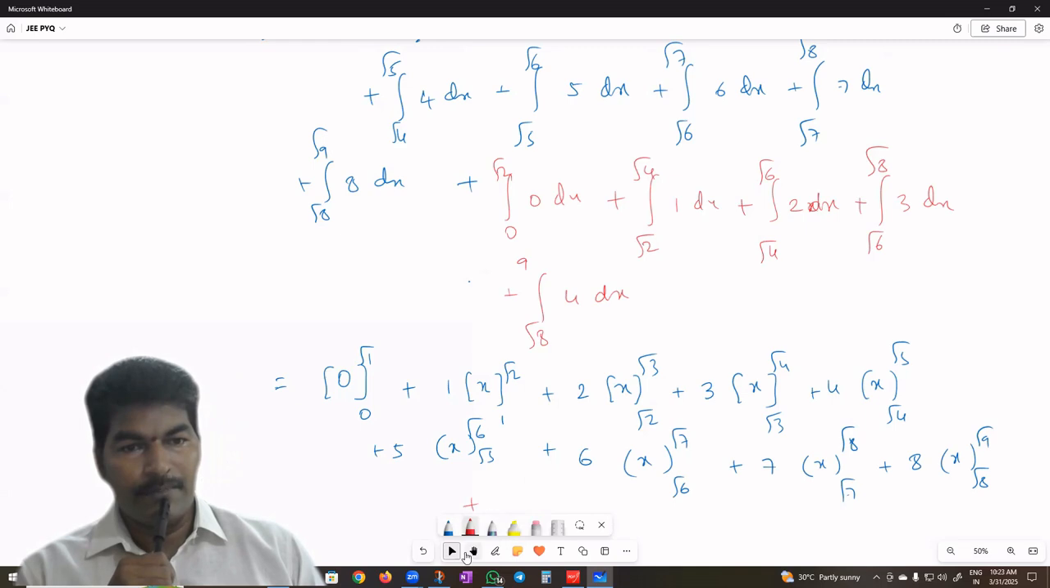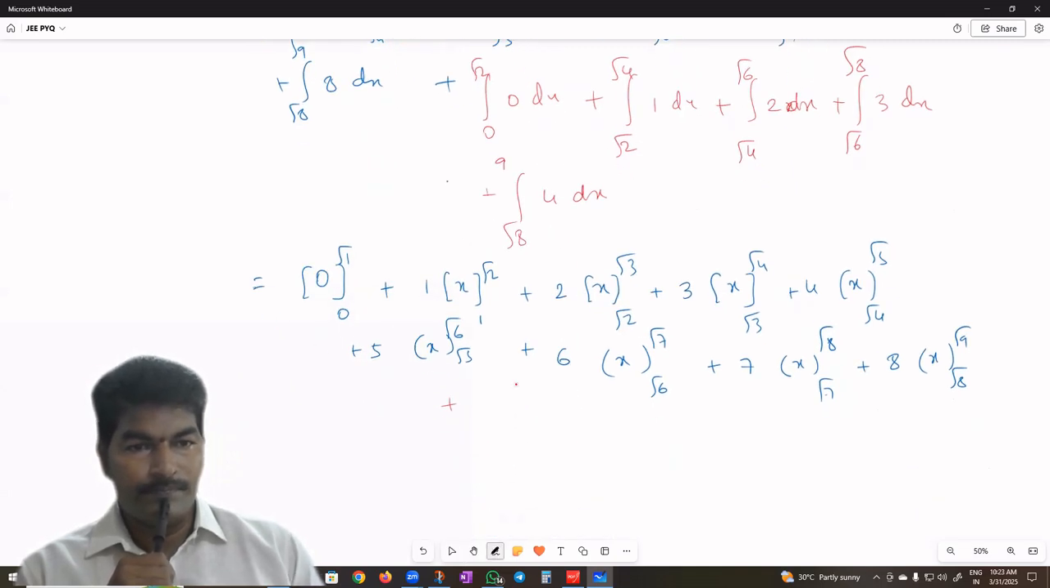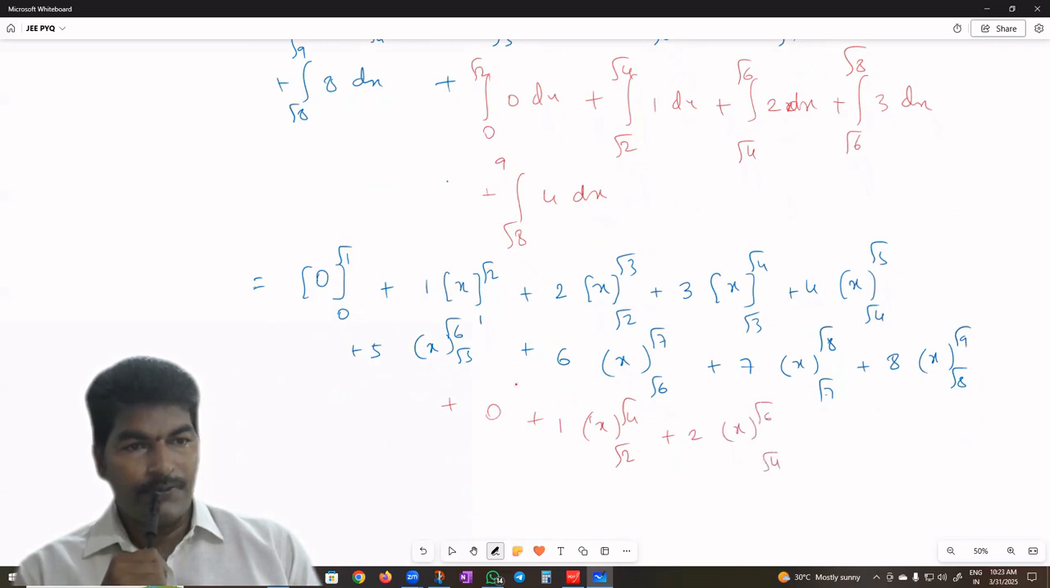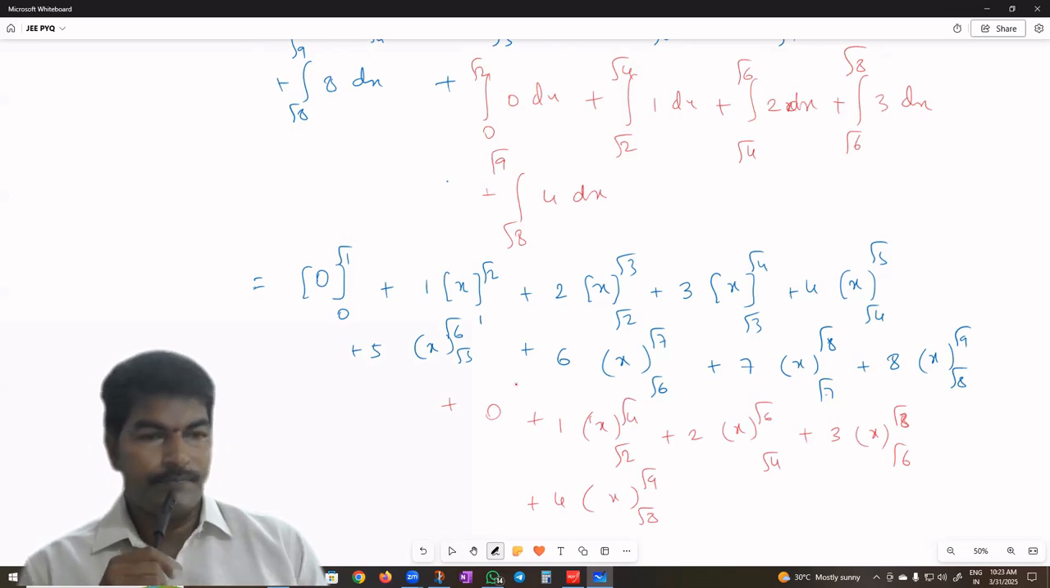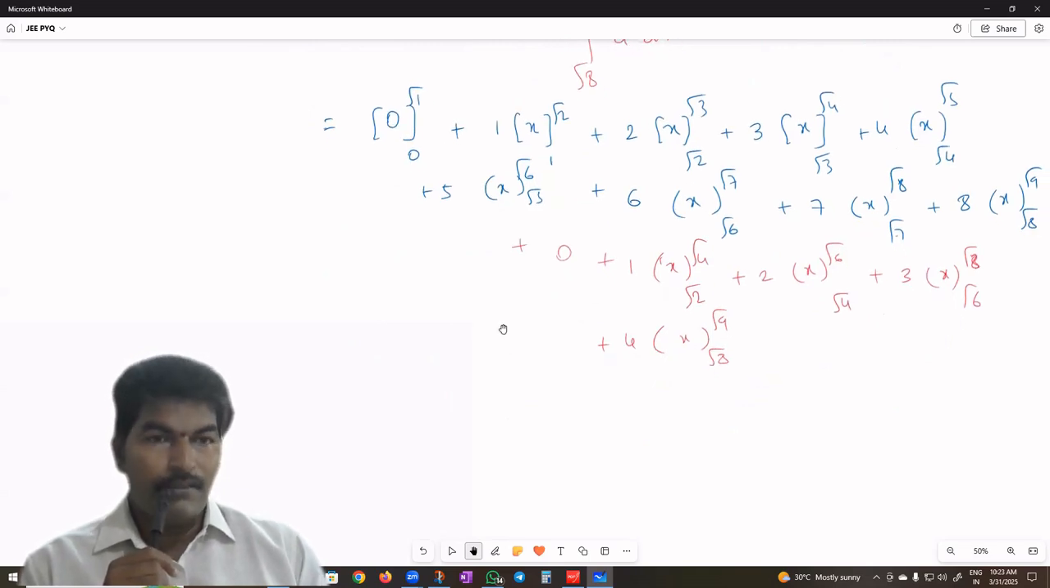I am changing the color. Now see, the first number is 0, 0 dx is 0 only, plus 1 into x of √2 to √4, plus 2 into x of √4 to √6, plus 3 into x of √6 to √8, plus 4 into x of √8 to √9, √9, of course 3 it is. Now solve this one.